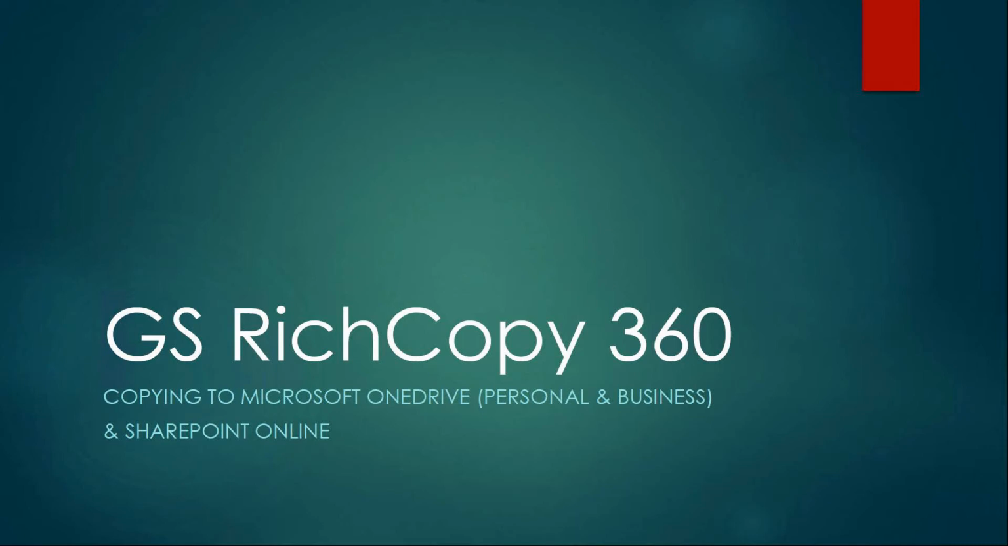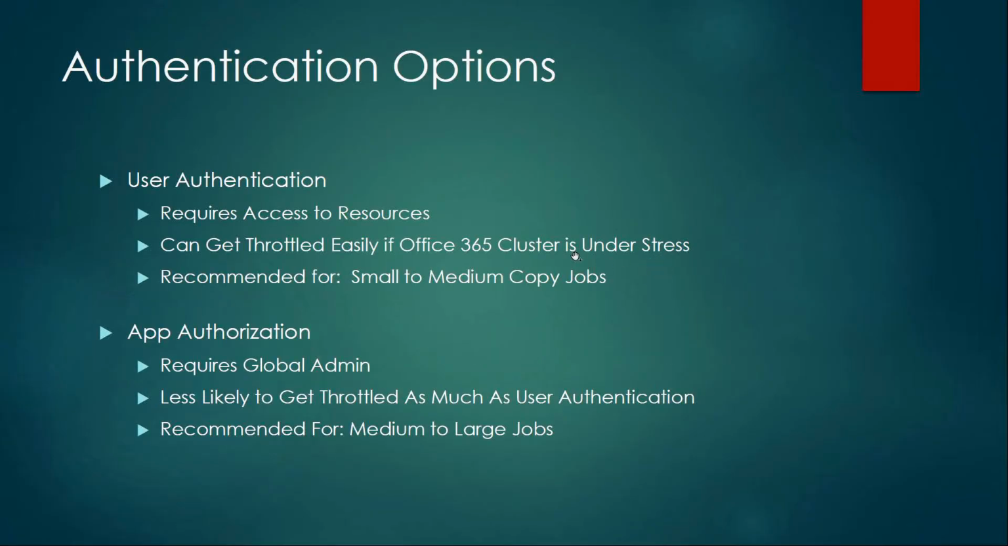Today we're going to look at GS RichCopy 360 and its ability to copy to Microsoft OneDrive Personal and Business, as well as SharePoint Online. They all use the same setup, so we'll just cover them in one demo. To copy to OneDrive Personal or Business or SharePoint Online, you have two different options: user authentication and app authorization.